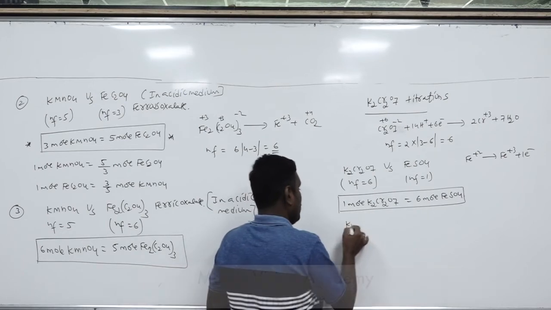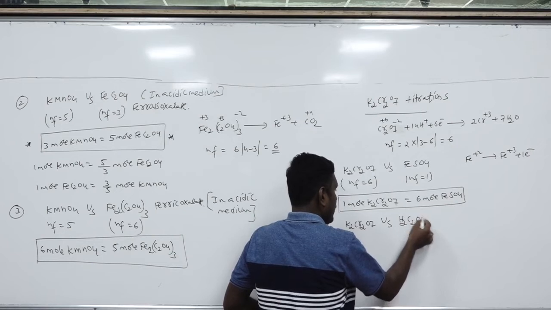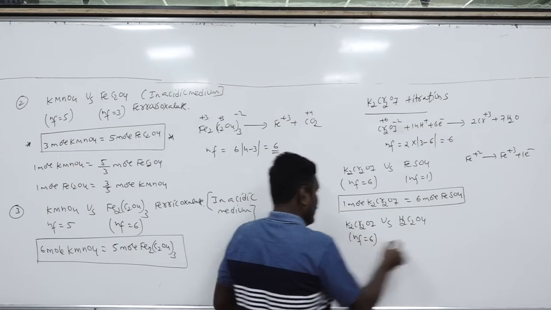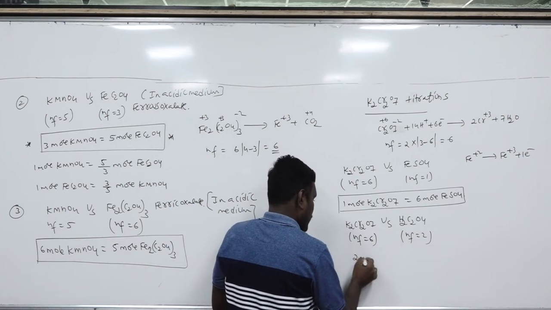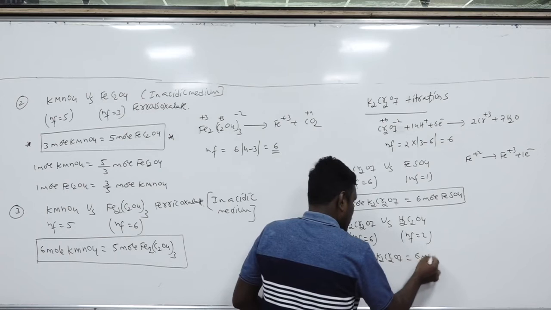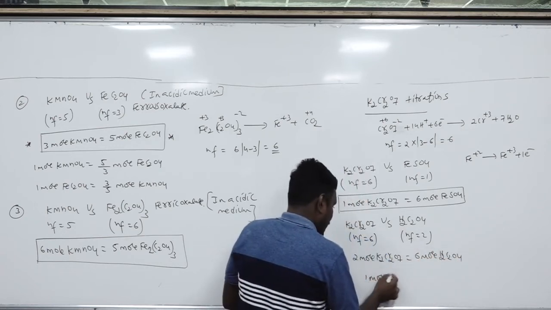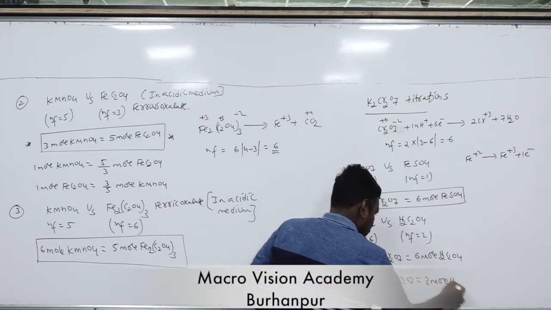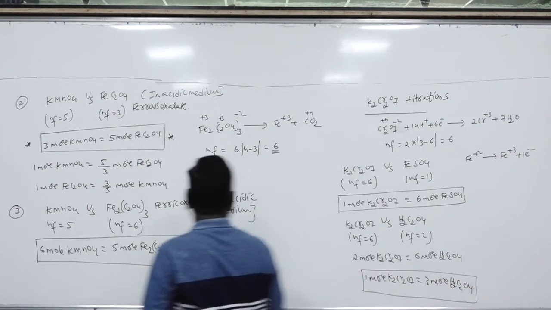Let's suppose potassium dichromate versus oxalic acid. What is the N factor here? 6. What is the N factor here? 2. That means cross multiplying, 2 moles of potassium dichromate, 6 moles of oxalic acid. Otherwise, if I write 1 mole K2Cr2O7, on the right side shall I write 3 moles of H2C2O4? Okay?